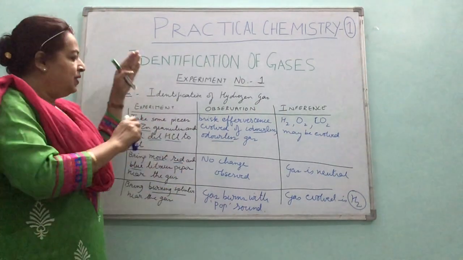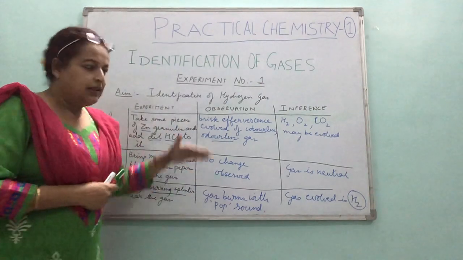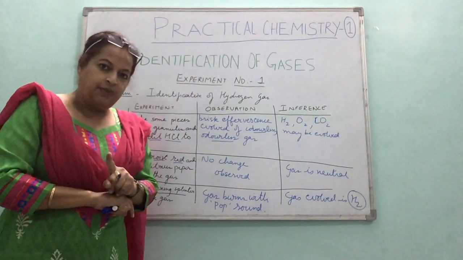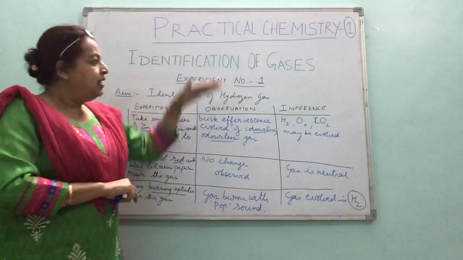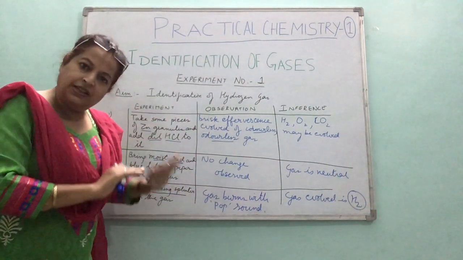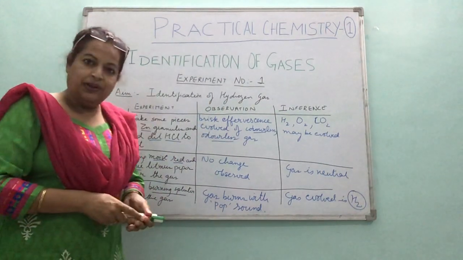Conclusion. So this is what you are going to write very neatly with proper spacing, because on one page only one experiment will be written. You will not write the second experiment on that page. So one page, only one experiment. Space it properly. This is all you have to write on one page for experiment number 1.